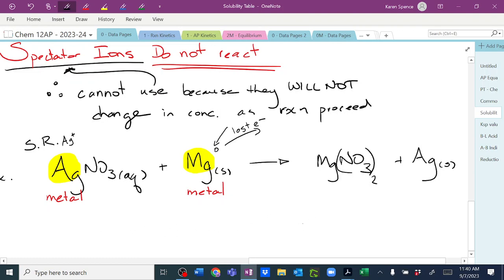How are we feeling about states? We need magnesium nitrate to be aqueous, and I filled that one in already. Could you have predicted that Ag is a solid? You know that metals are all solids unless we've melted them, or if it's mercury. So metals in their elemental state at room temperature are all solid.